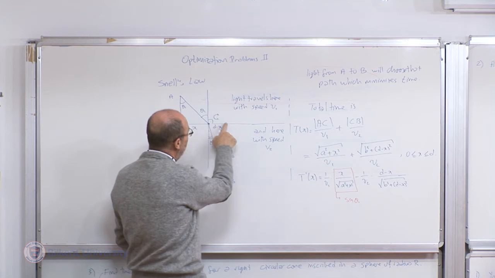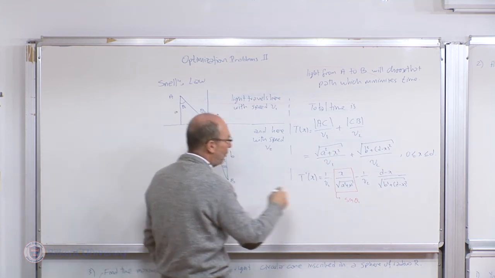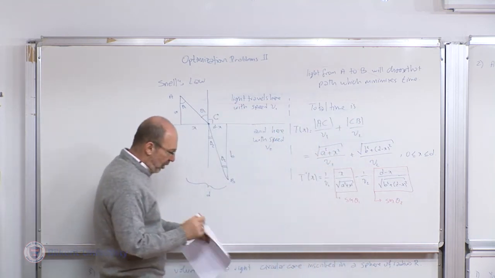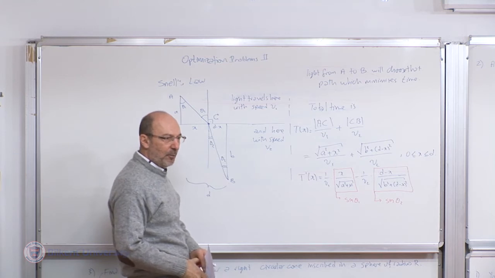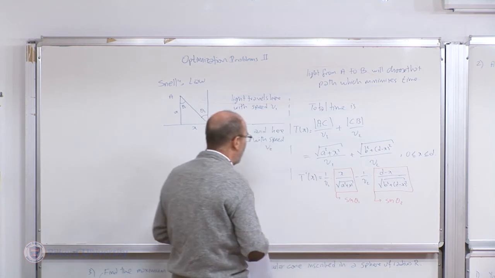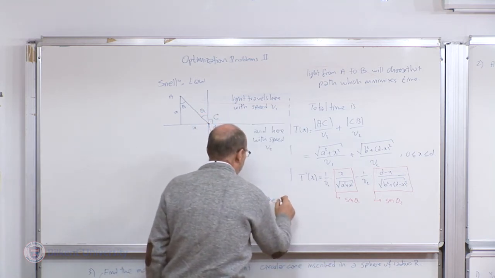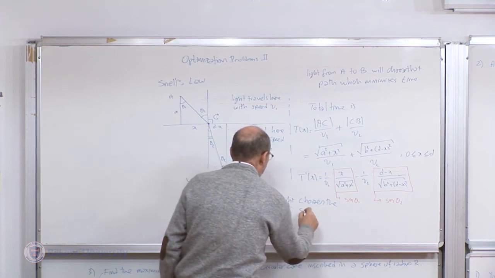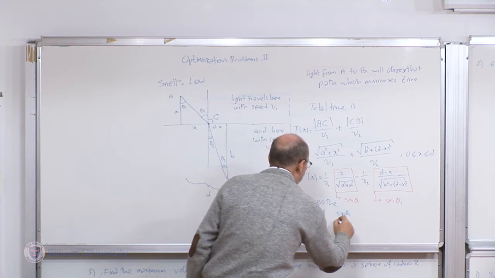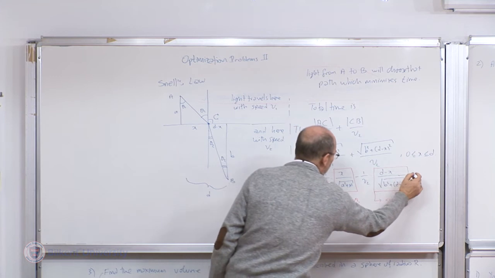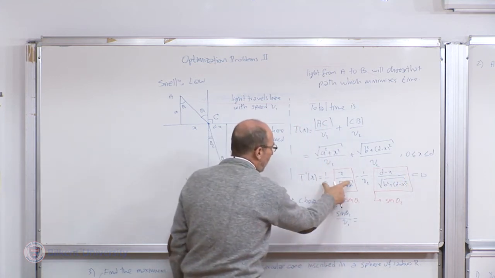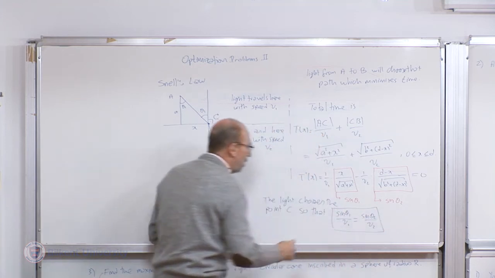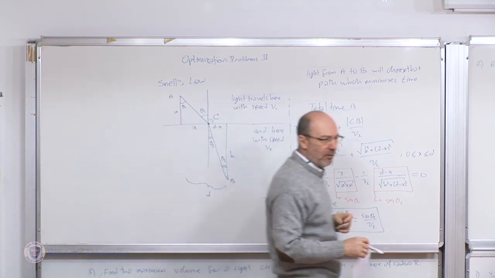Similarly, this side divided by the hypotenuse is sine of this angle, so this thing is sine of theta 2. This gives us a condition for the optimal time. So the light chooses the point C so that sine theta 1 over v1 is equal to sine theta 2 over v2, because this derivative is going to be equal to 0. This is known as Snell's law. I don't know how it is read.